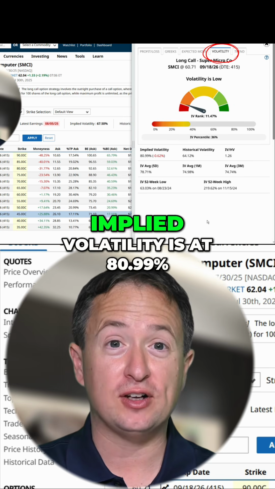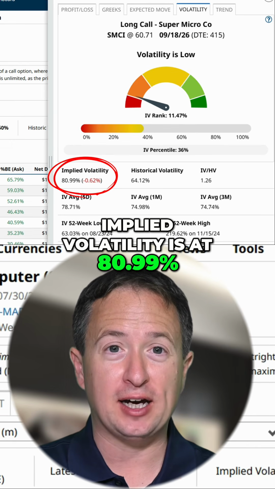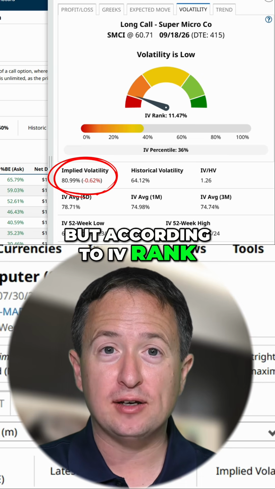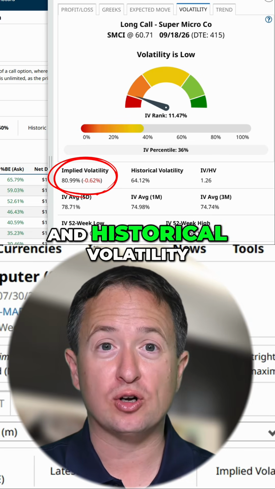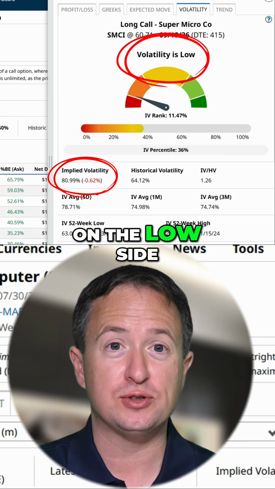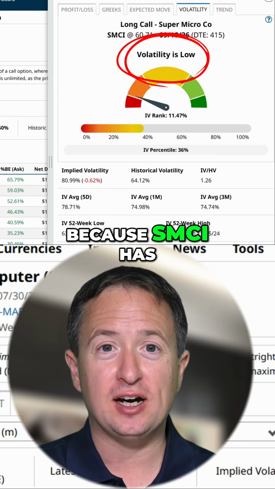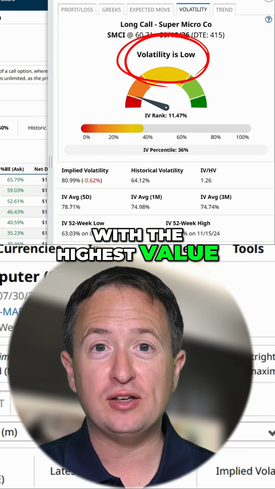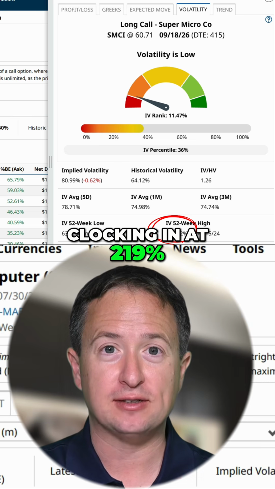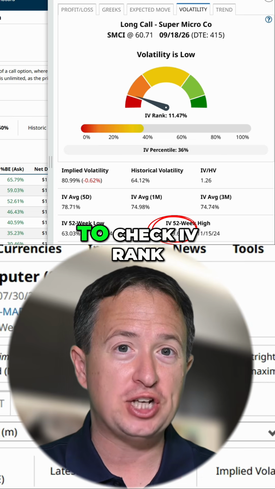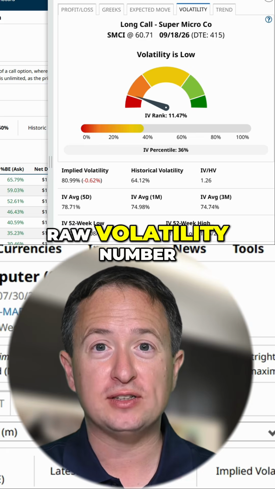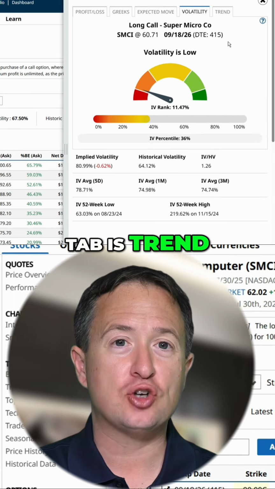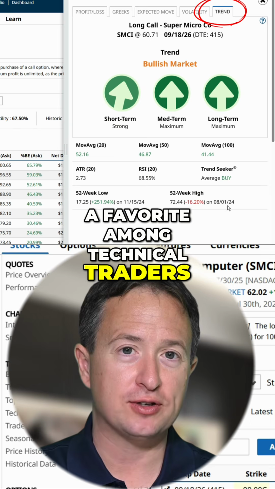As you can see, implied volatility is at 80.99%, which may look high at first glance. But according to IV Rank, which compares implied and historical volatility, it's actually a little on the low side. And that's because SMCI has had heightened volatility in the last 52 weeks, with the highest value clocking in at 219%. This shows why it's critical to check IV rank, not just the raw volatility number, because it can change the whole picture. The last tab is trend, a favorite among technical traders.